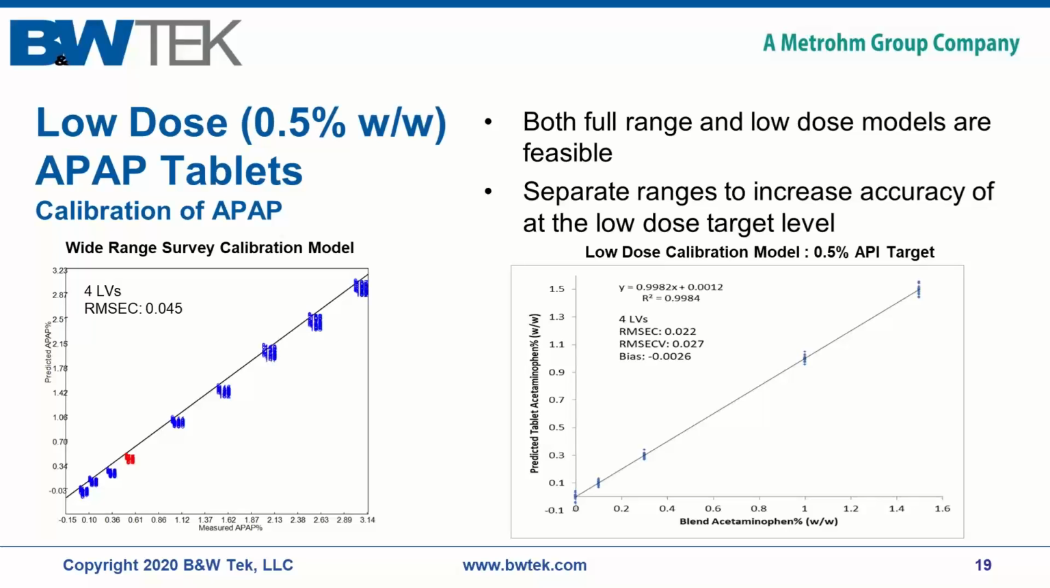But our real interest here is to be able to quantify at the target concentration of 0.5% of our active pharmaceutical. So in addition to our full wide range model, we also developed a low dose model from 0 to 1.6% of the active ingredient. And we did this because by separating the ranges, we can increase the accuracy at this low dosage. You see that our error of calibration is 0.02 in the more targeted model, as opposed to 0.045 in the wider range model.